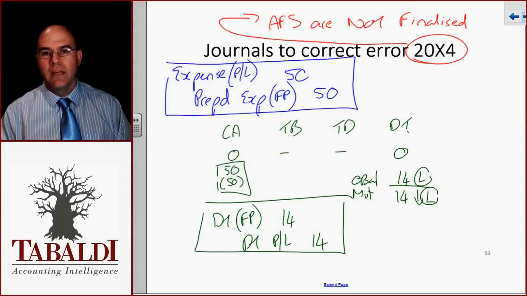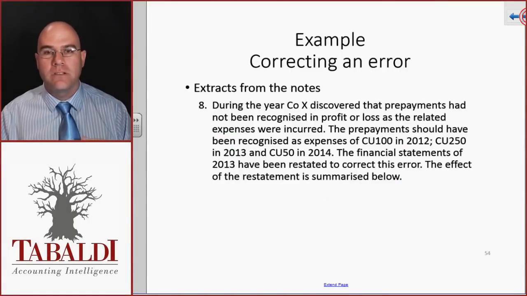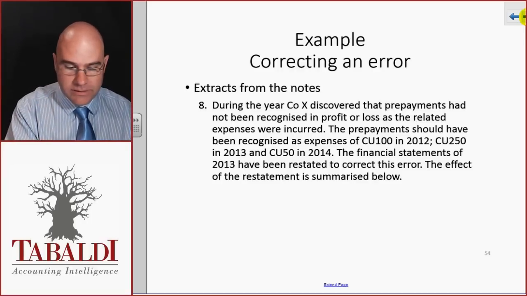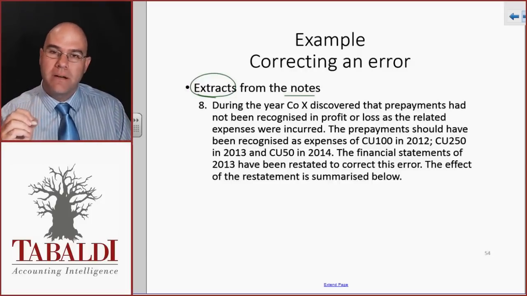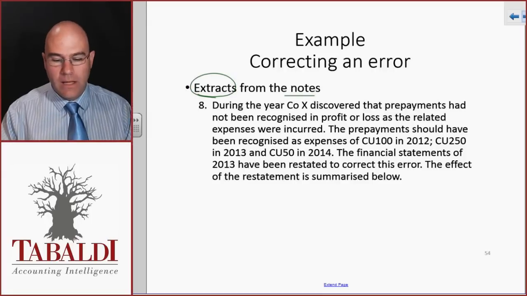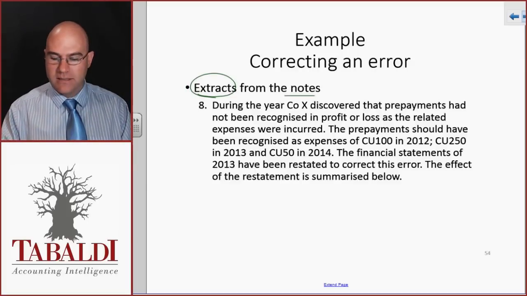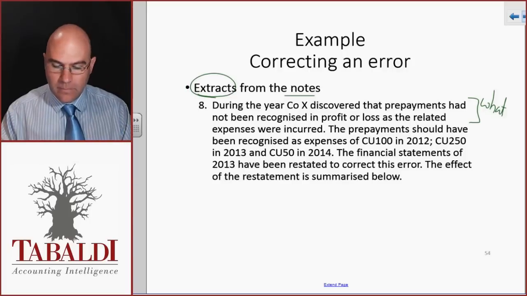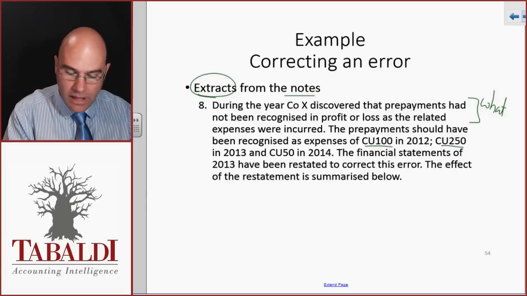Okay, nice and easy. Now I need you to take these journals, make sure you can work with them, and then we're going to move on to the disclosures for a minute. So disclosures, let's have a look at the extract from the notes. Here we're going to have a prior period error note. All you're going to tell me is that during the year, company X discovered prepayments had not been recognized in profit and loss. That is the what? The prepayments have been recognized as an expense of 100 in 2012, 250, and 50.